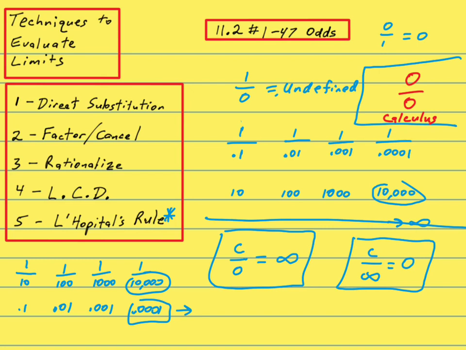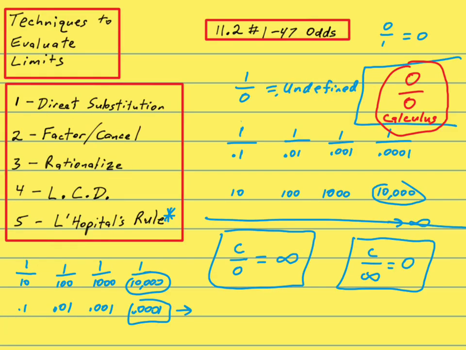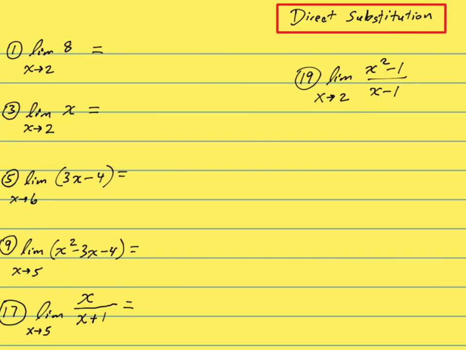But we are going to get a lot of 0 over 0s, and that, again, is where the calculus is being introduced. So here's a bunch on direct substitution. Again, the assignment is 1 to 47 odds. So I want the limit of 8 as x approaches 2. Since there's no x to replace, the answer is simply 8.